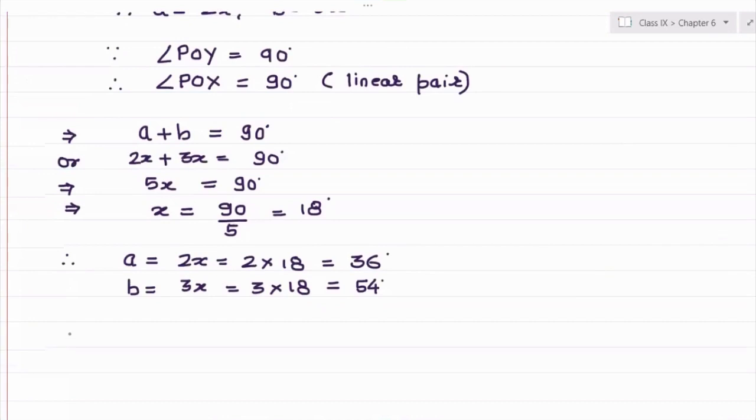Now we can write further in the solution: B plus C will be equal to 180 degrees. Here the reason we can write is linear pair.